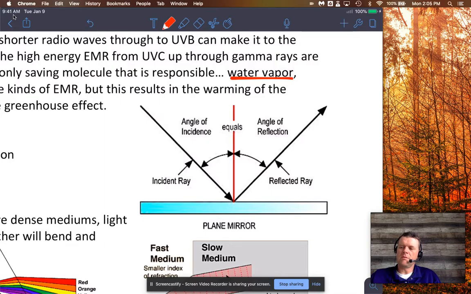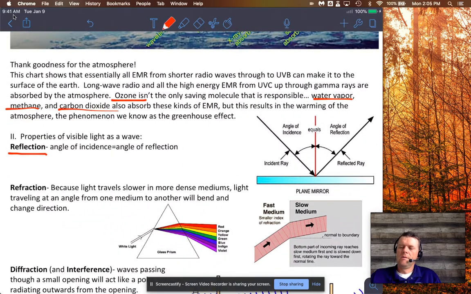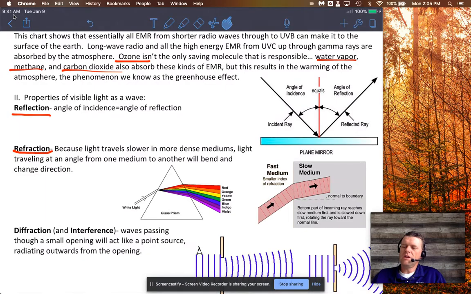Okay, so you hit a plane mirror, it bounces off at the same angle. Refraction is the next one. Refraction is actually pretty cool. It is the result of the phenomenon that light travels slower in more dense mediums. We've already studied that light travels at 3 times 10 to the 8th meters per second. When light hits a more dense medium, it slows down.